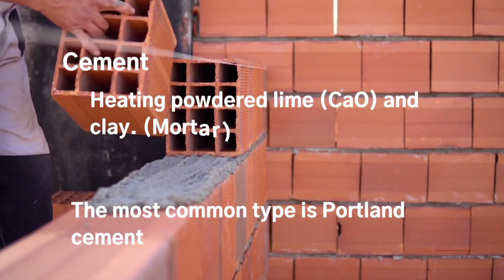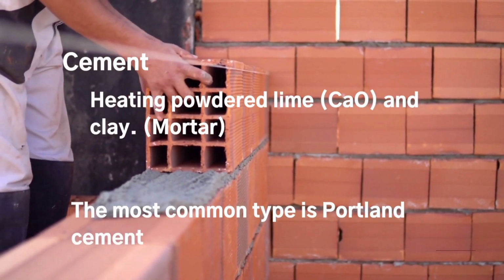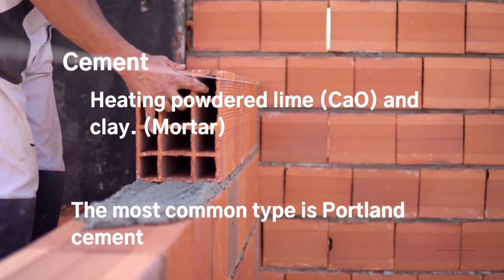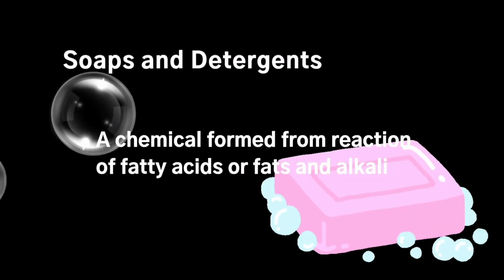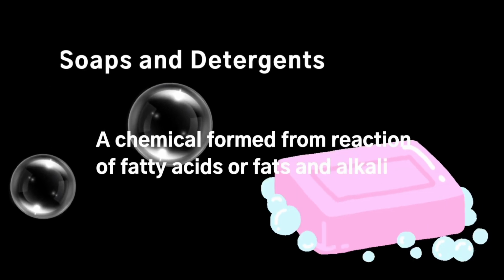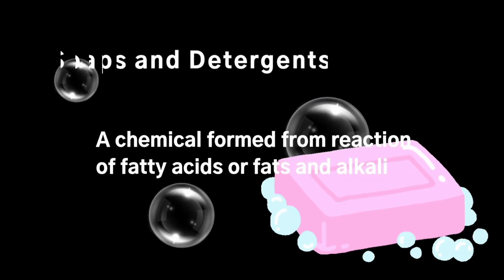Cement, of course, is obtained by heating powdered lime, which is calcium oxide, with clay. Okay, it forms what we call mortar. Mortar, when exposed, becomes very, very what? Thick. Soap and detergent, a chemical formed from reaction of fatty acid with what?